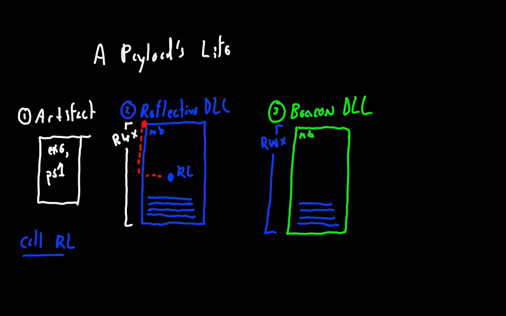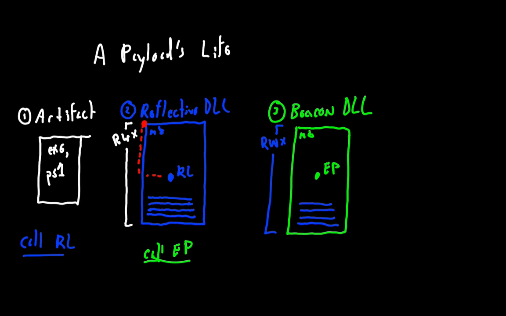And when the reflective loader is done, it calls a function within our beacon DLL called the entry point. And it calls it by just jumping to it directly. So it just calls that entry point. It's not going to create a new thread to do this. And at this point, our beacon DLL is now running in memory.